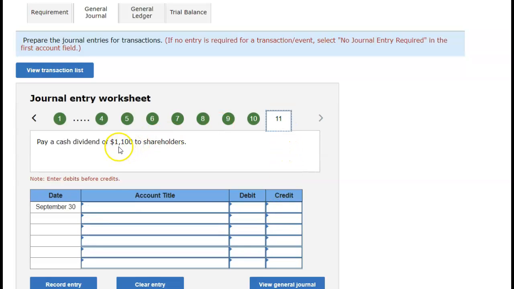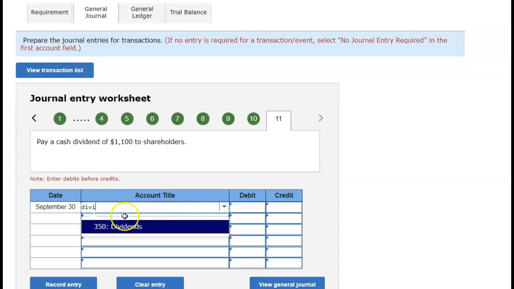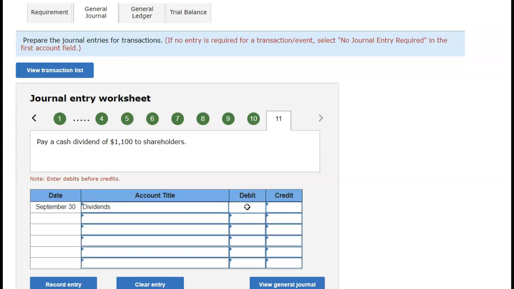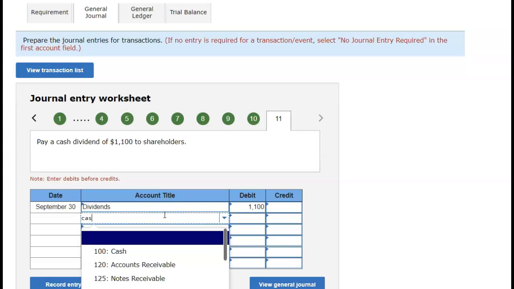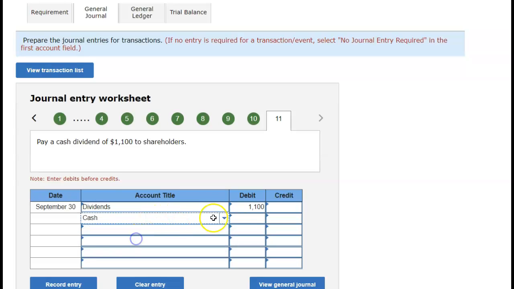And the last transaction, paid a cash dividend, $1,100 to shareholders. Now we're going to use an account called dividends. Dividends is a contra equity account. Equity accounts normally have a credit balance, but not the dividends. Contra means it goes the opposite way. We increase dividends with a debit. And again, cash is being used. Cash account is used quite a bit in lots of businesses.